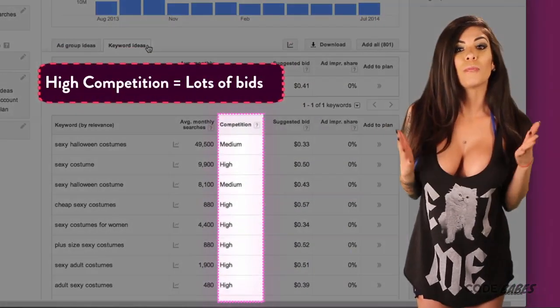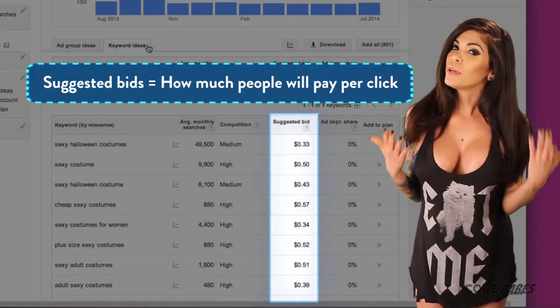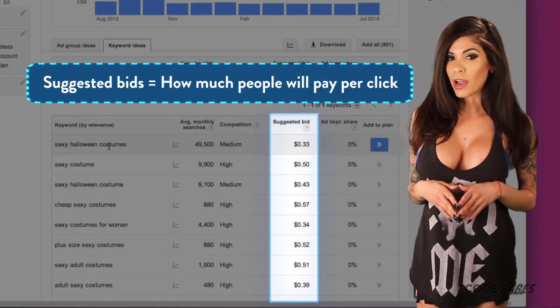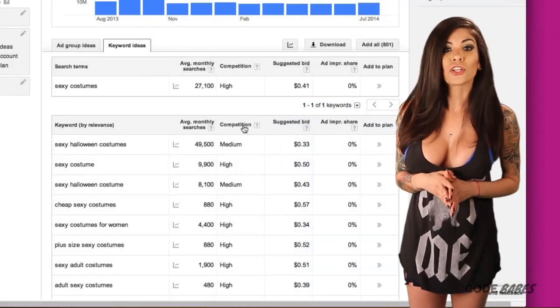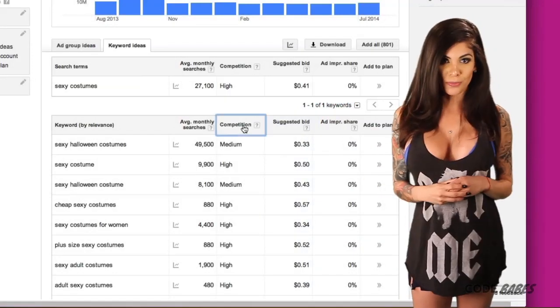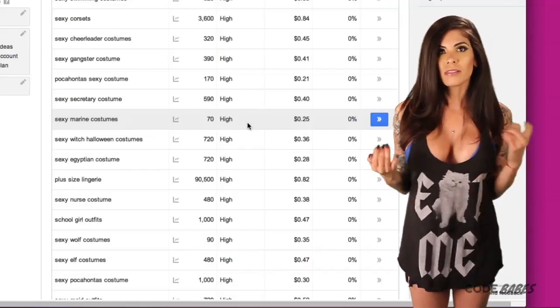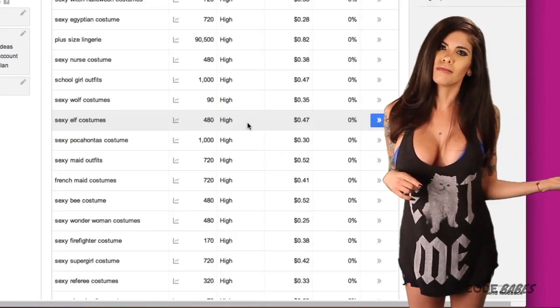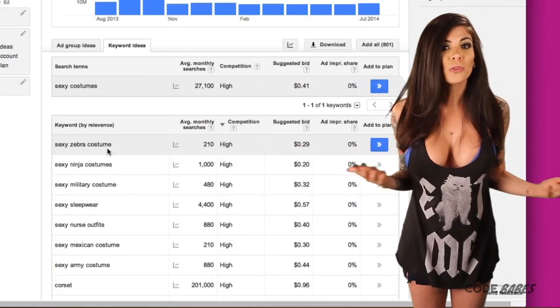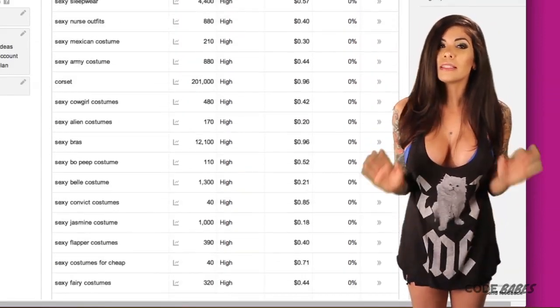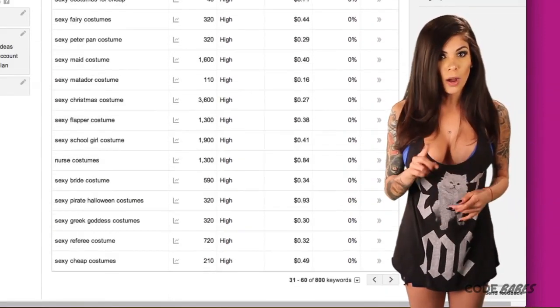Competition is how many people are bidding on a certain keyword. And a bid is how much they will pay for a person to click on their ad. This is for AdWords, but it's a good gauge for organic search competition. If we sort by competition, we'll see the usual suspects: sexy nurse, firefighter, zebra. But we're looking for an outlier. Something with a decent number of average searches, but low competition.